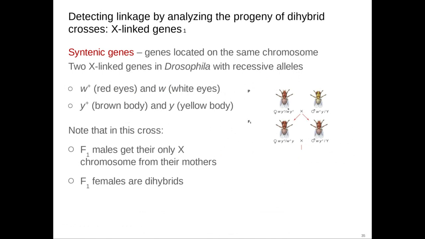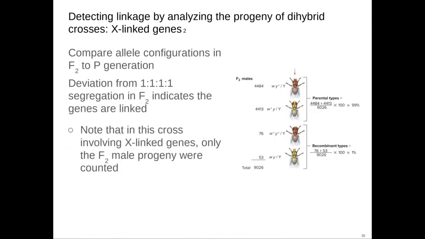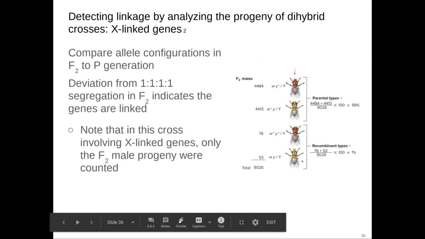You'll notice that we have these phenotypes, white and brown, red and yellow, and you can have this sort of crossing. In this case, the F1 males get only their X chromosome from their mom, and the F1 females are those dihybrids. So this is what we're getting at here, and we can also look at allele configurations in the F2 relative to the parent generation. The deviation from a 1-to-1-to-1-to-1 segregation in F2 indicates that the genes are linked. We have a parental generation, an F1, which then produces all these F2 individuals.